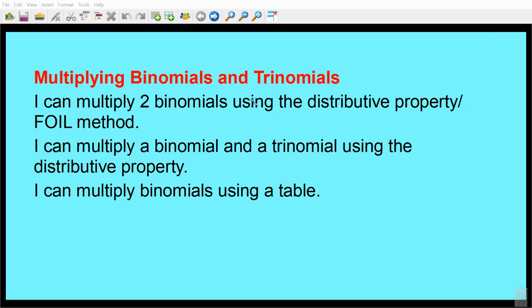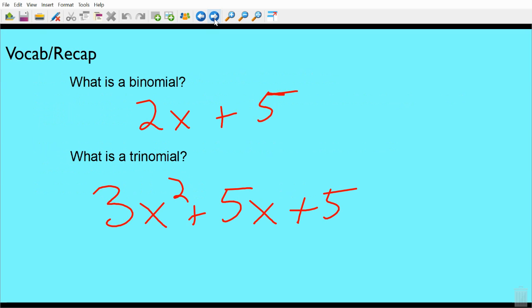I won't really have to share too much, but I'm going to give you a couple different looks to help you understand the different ways to look at it. All right, what's a binomial? It is a polynomial with two monomials. 2x plus 5 is an example of that. Those are two distinct terms, so it's a binomial. A trinomial has three distinct terms, and that's why you see that example right there, 3x squared plus 5x plus 5.